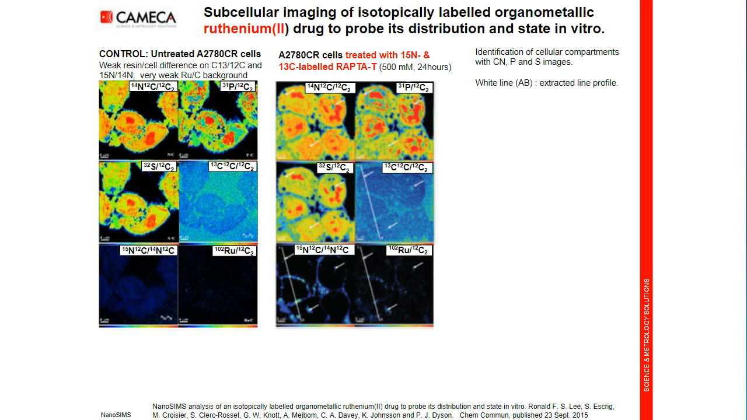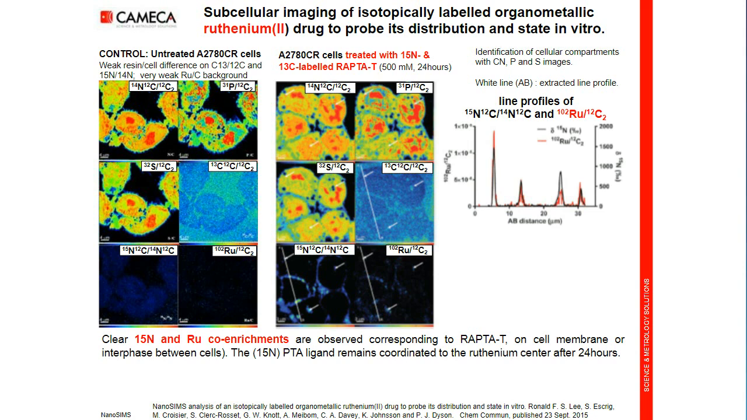So one can extract a line scan from the white line, and conclusion one, there is a clear ruthenium and nitrogen-15 co-enrichment observed on the cell membrane and at the interface between cells. The nitrogen-15 labeled PTA ligand remains coordinated to the ruthenium center after 24 hours.